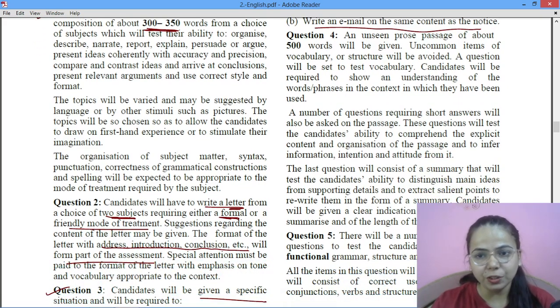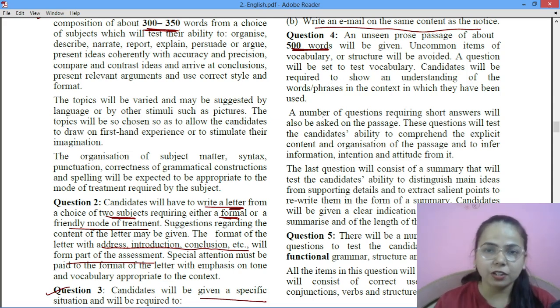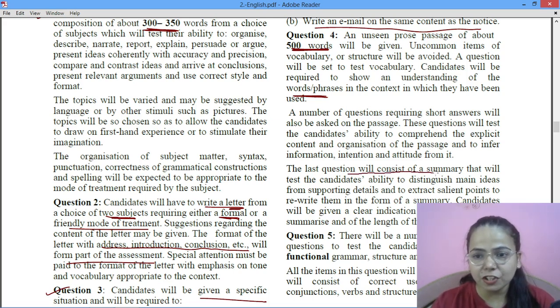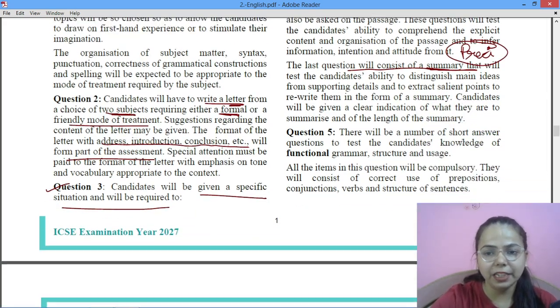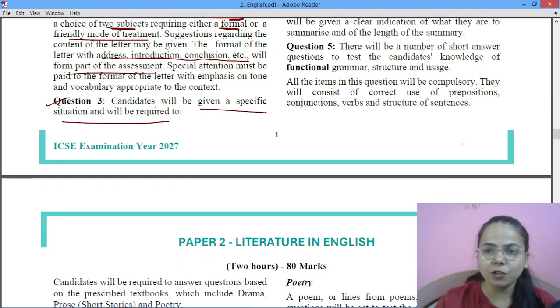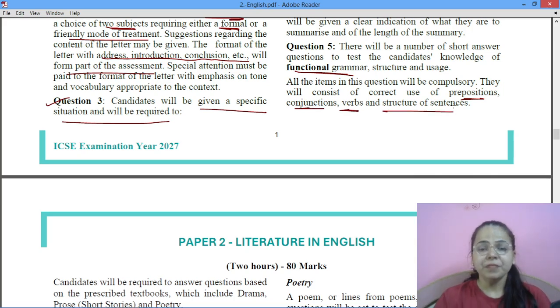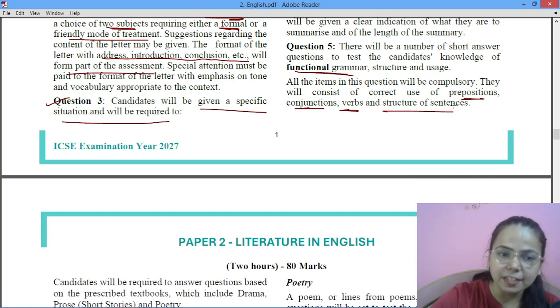Then is question number 4, in which you are given 500 words of unseen passage, a comprehension based question, in which there are question answers, word meanings, words or phrases, and the last question will also consist of the summary, the main precis writing form that you make, in which you have to write a summary of 50 words. And the last question is of functional grammar, in which the students are supposed to understand the prepositions, the conjunctions, the words and the structure of sentences. So this was your English language portion.